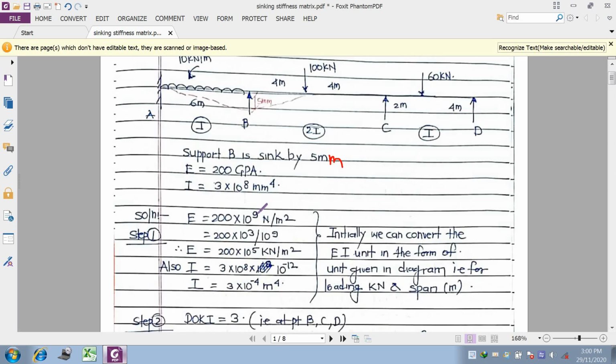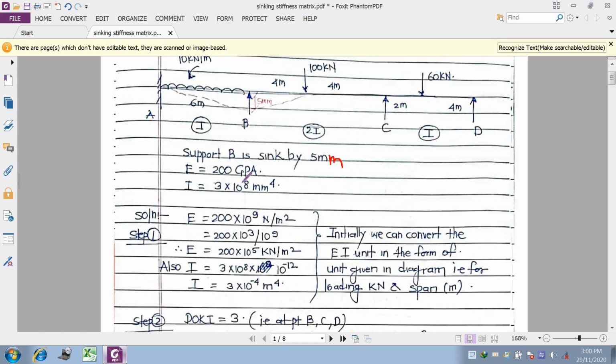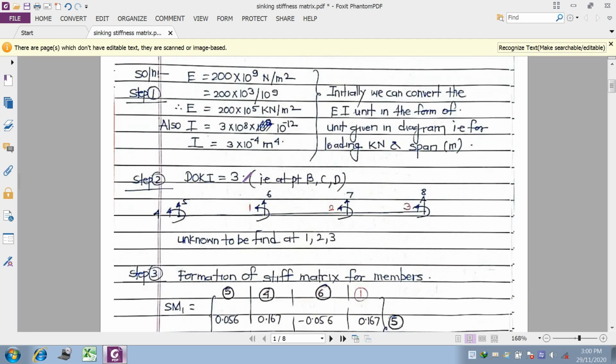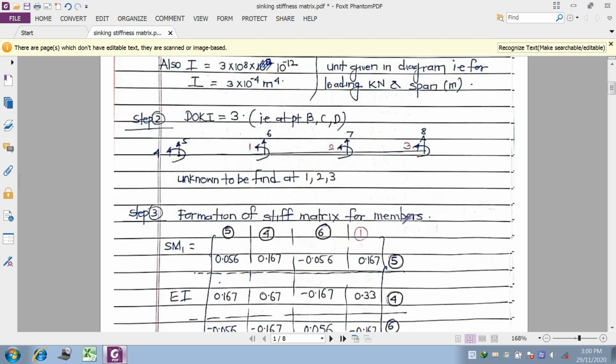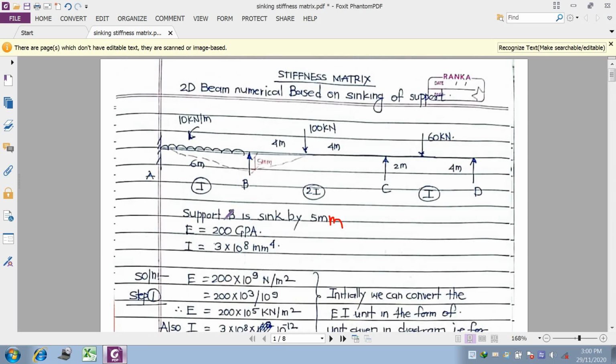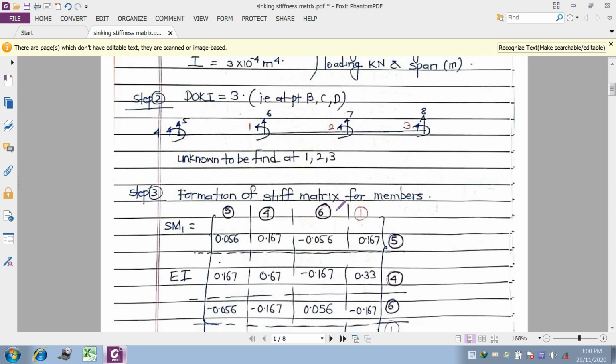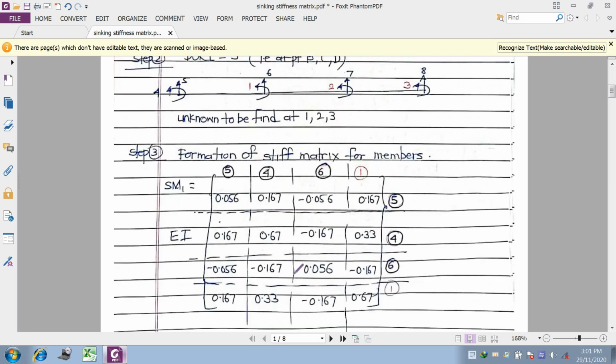Now as we already know, we have to split each member, each span, and we have to calculate the stiffness matrix for each member. So the formation of the stiffness matrix for member number 1 will be 5, 4, 6, 1. So here it will be 5, 4, 6, 1. We have to put all the values in the formula, taking EI as constant. So we will get the answer like this.